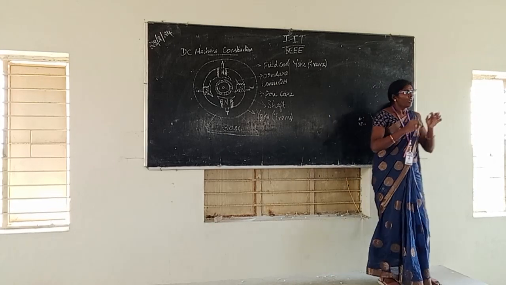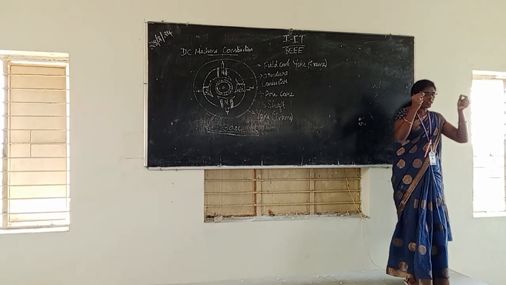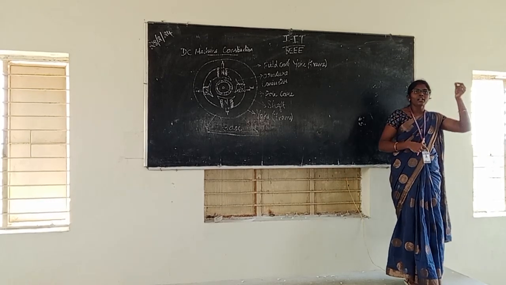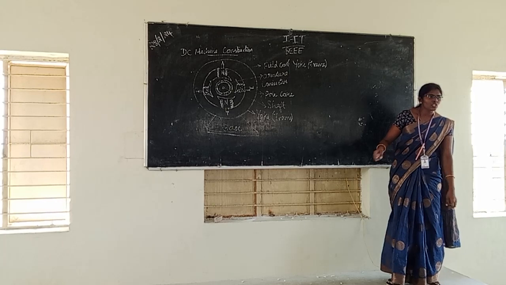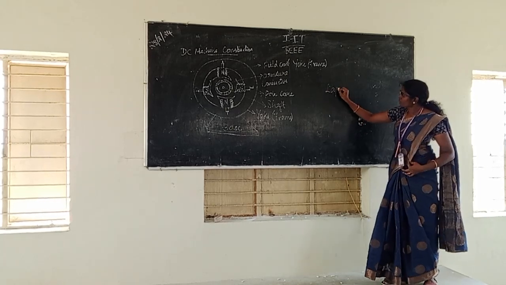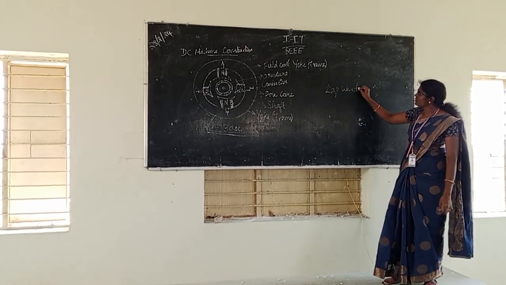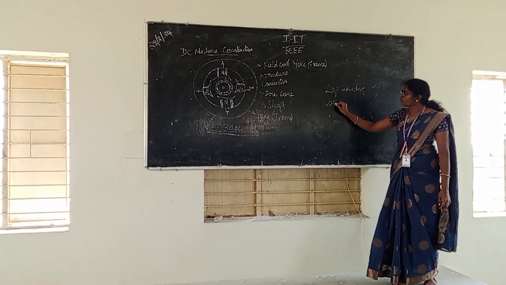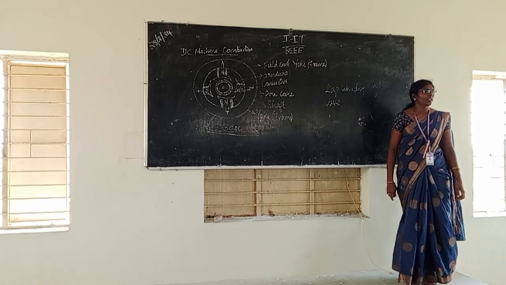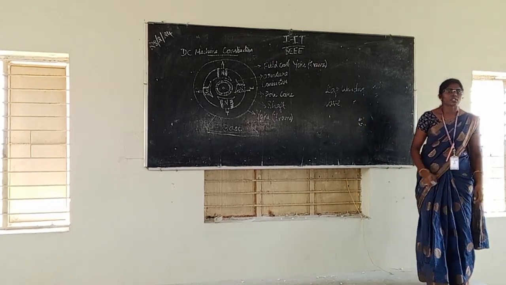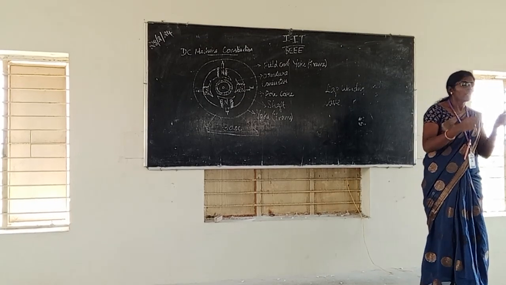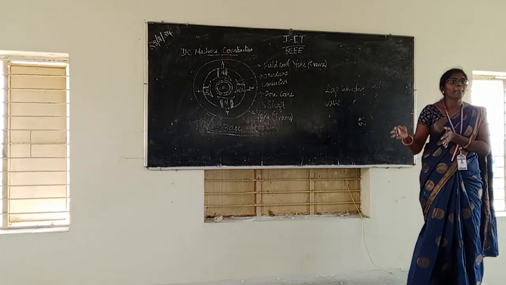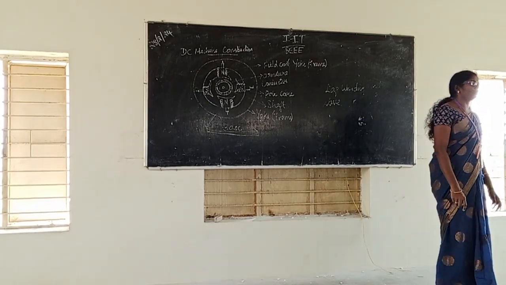You all clear? Winding means there will be what? Two ends, right? Copper wire only. If we have done the windings, the two ends will remain. Based on that, two constructions have been made. One is the lap winding, and the other is the wave winding. What is the lap winding? If these two ends are connected to the next set, if it is connected parallel, it is said to be lap winding.